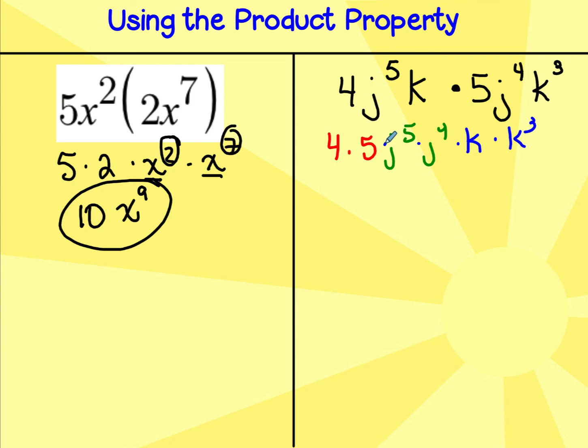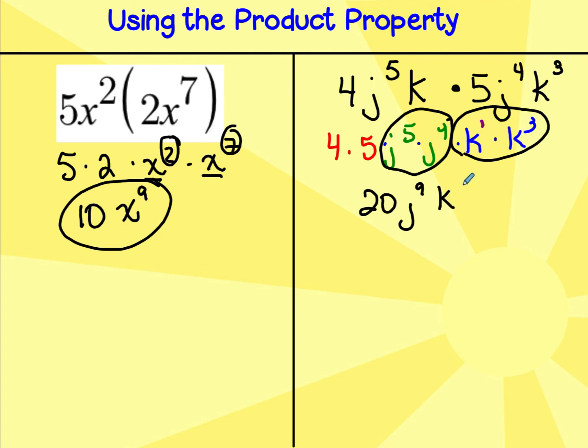Now you might say, okay, well, k doesn't have an exponent on one of the terms, but remember there's always a hidden exponent. That hidden exponent is a 1. So now I'm ready to go. So 4 times 5 is 20. Product property says if I'm multiplying and the bases are the same, I add the exponents. So 5 plus 4 makes 9. And then I have my k's, and remember the hidden 1 on the first k. So k to the first times k to the third would give me k to the fourth.